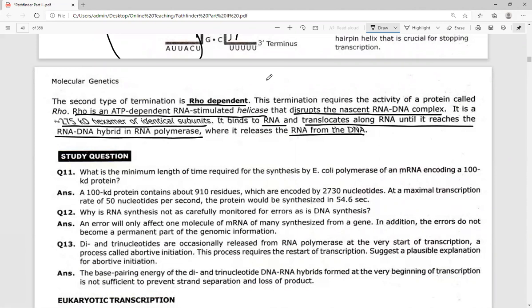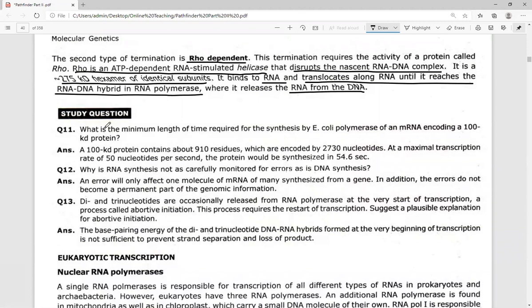Okay, now, looking at certain questions on transcription that have been asked in CSIR NET and other entrance examinations: what is the minimum length of time required for the synthesis of E. coli RNA polymerase, on average, encoding a 100 kilodalton protein? If you talk about a 100 kilodalton protein, it will have 910 residues. How can you say that? The weight of each residue is equal to 110 Dalton.